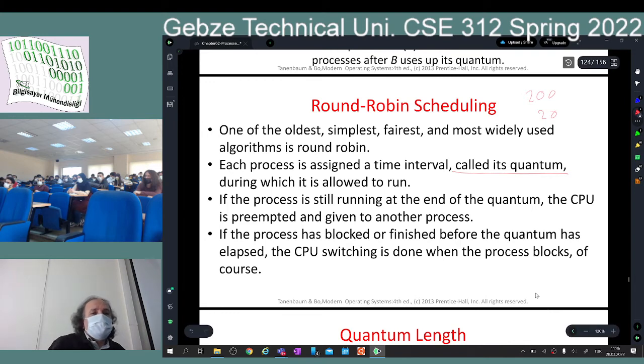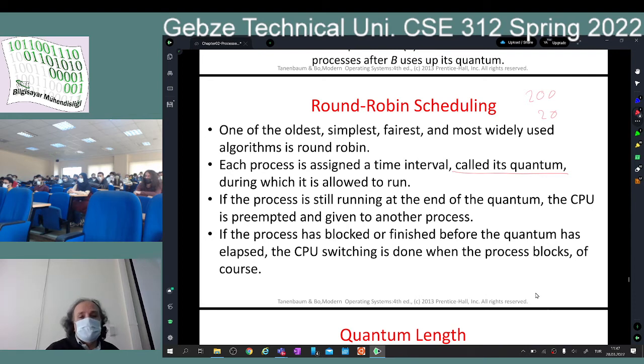So if the process is still running at the end of the quantum, the CPU is preempted after the timer interrupt, of course, and another process is scheduled from the round robin queue. Again, if the process has blocked or finished before the quantum has elapsed, the CPU switching is done. Good.